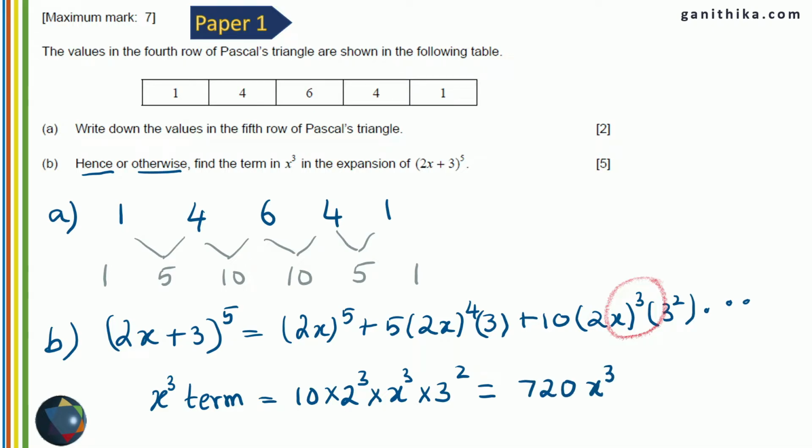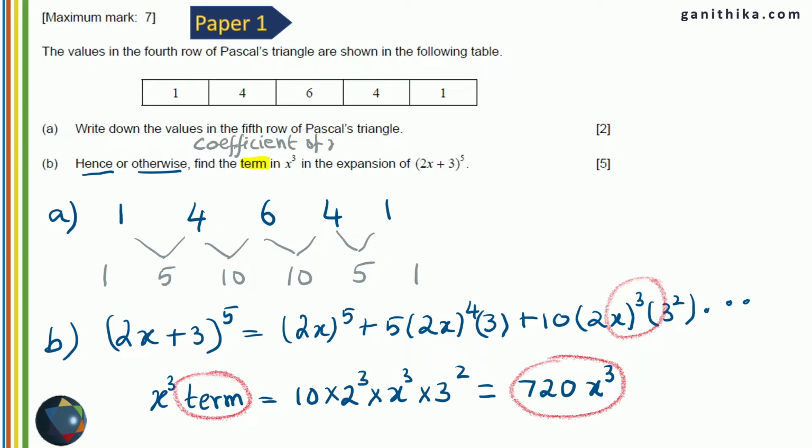Simplifying all these numbers and writing the x cube, you will have 720 x to the power of 3. So this is the x cube term. We wanted the term in x cube, that is the question. Therefore the answer should be 720 x cube.